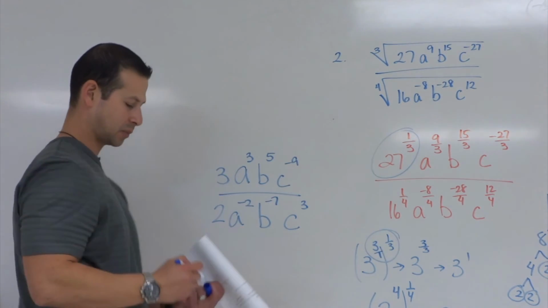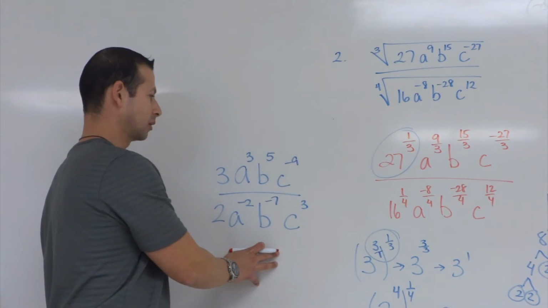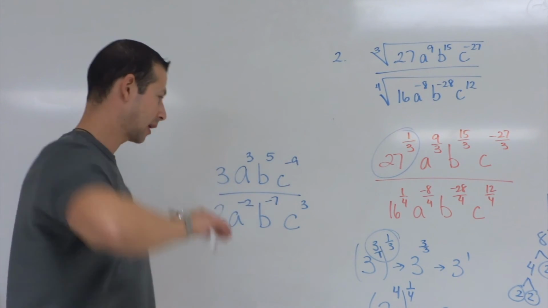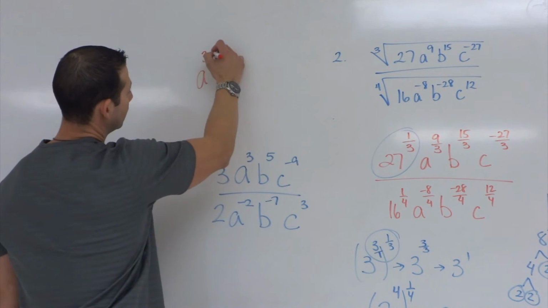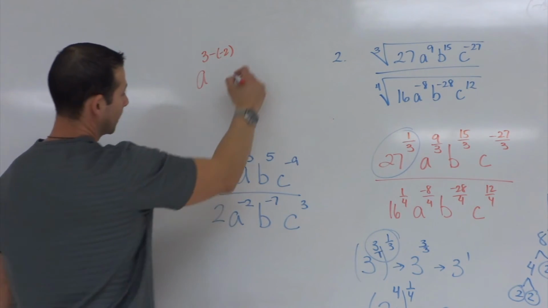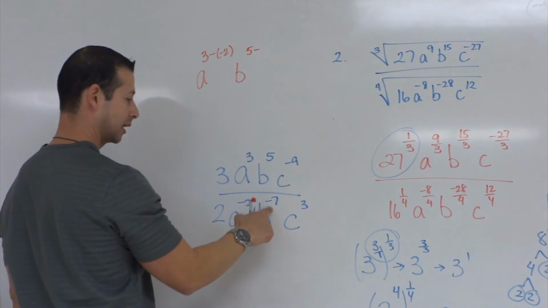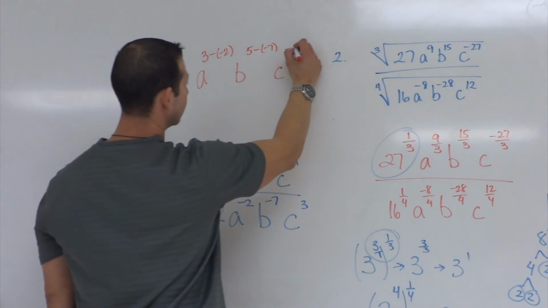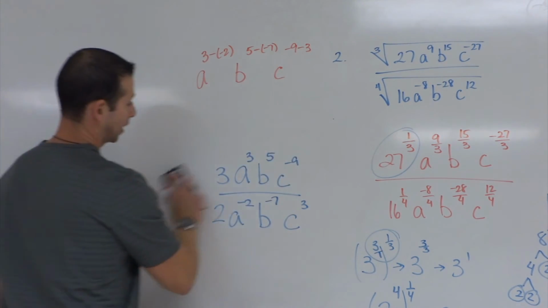Now, a lot of students get to this part. Now, what do you do? Well, remember, when you're dividing polynomials, and you're dividing exponents, you're going to subtract from top to bottom. So this guy, the a, is going to be 3 minus what? Well, negative 2. That means you have a double negative. Same thing with the b. 5 minus what? Negative 7. Double negative. The last one, c, negative 9 minus what? Minus 3.